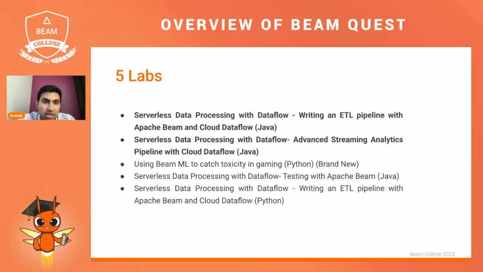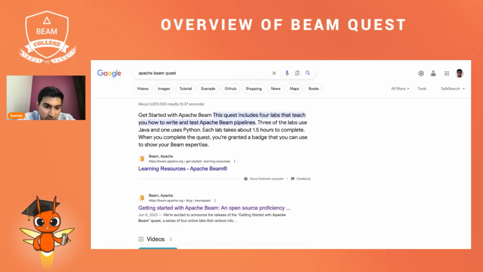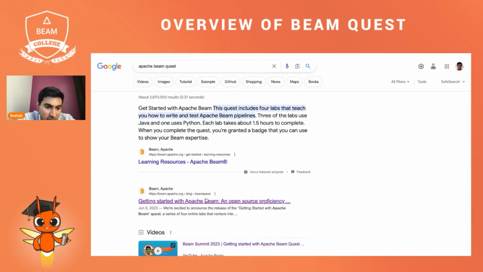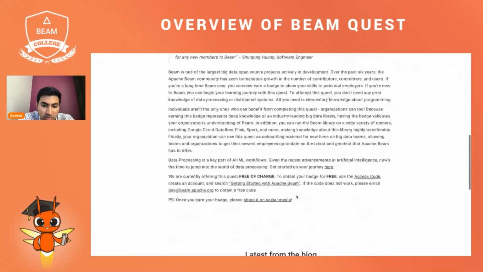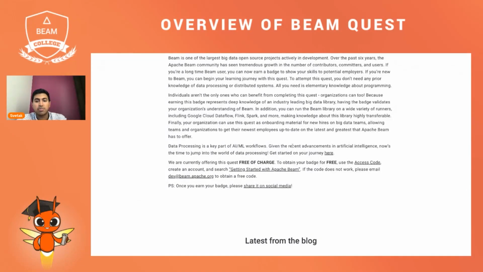But before I jump in, I first want to show you how you can access these labs and get set up. The first thing you should do is Google Apache Beam Quest on Google search. You'll see a blog post on Beam that talks about this open source credential with completion badge. If you scroll to the bottom, you can see that you can obtain your badge for free, and you can use this access code.